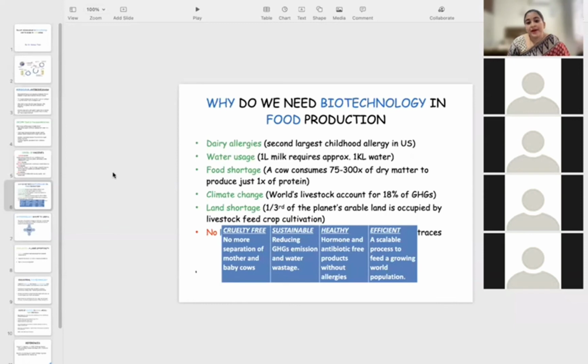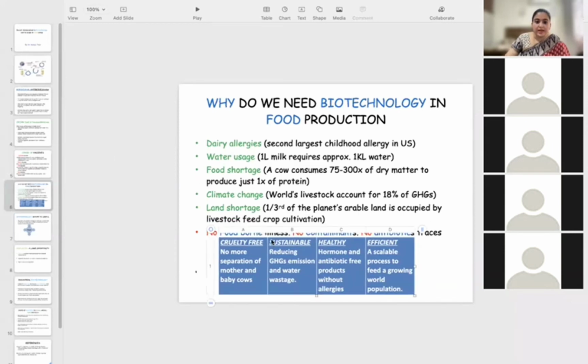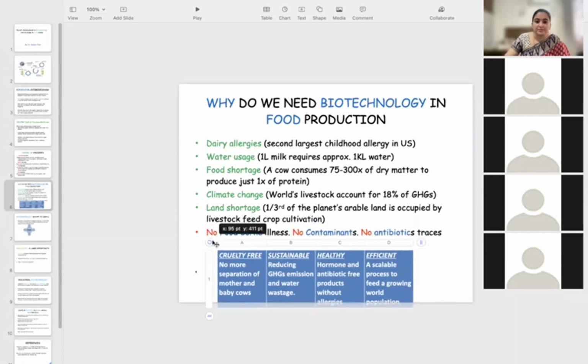So why do we need biotechnology in food production? There are various reasons for that. People are dairy allergic, we can help those who are allergic to dairy by modifying it. Second largest childhood allergy in the US. And water usage, we can reduce the water usage. Around 1 liter of milk requires approximately 1 kiloliter of water.